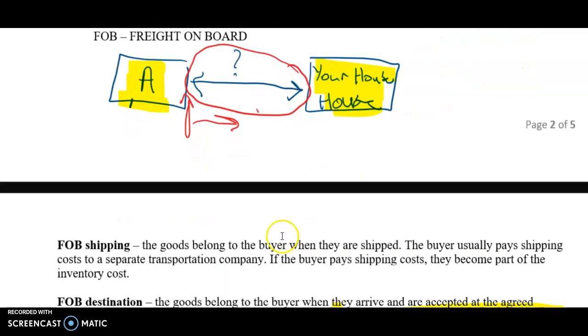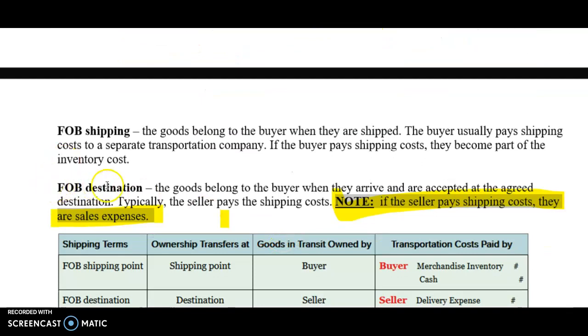All right, I'm going to tell you right now, I wanted it at FOB Destination. So there's FOB shipping, and then there's FOB Destination. FOB shipping, the goods belong to the buyer when they are shipped. So as soon as the truck pulls away from the loading dock, the buyer owns it if it's shipped with the terms FOB shipping.